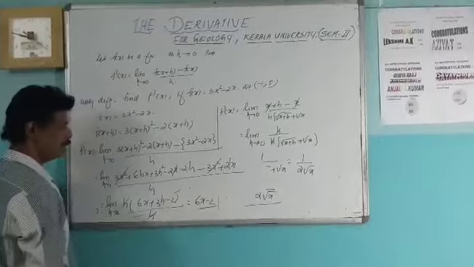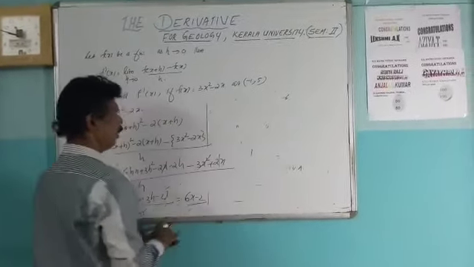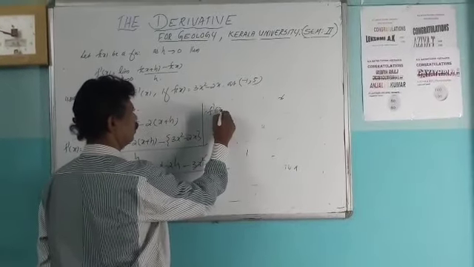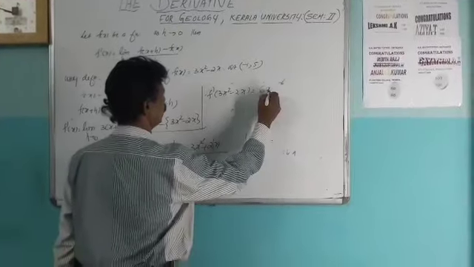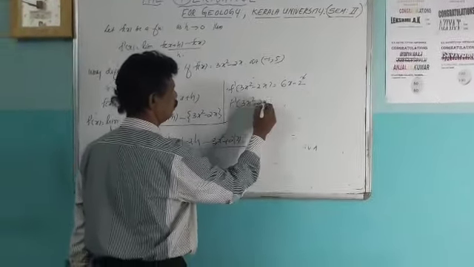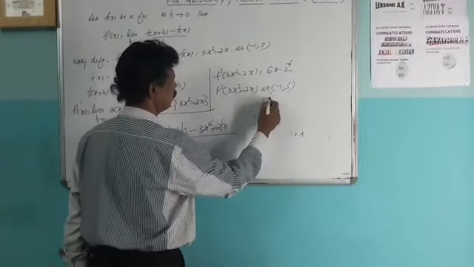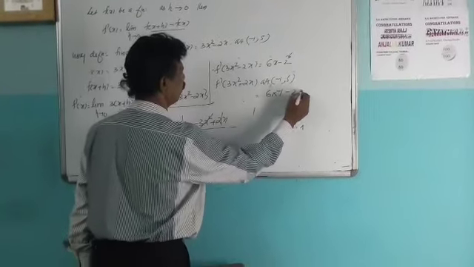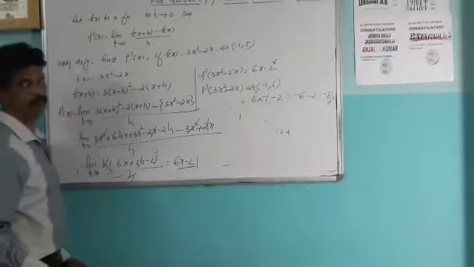That is f'(x), the derivative of 3x² − 2x, equal to 6x − 2. Then f' at x = −1: put x equal to −1, 6 into −1 minus 2, that is −6 − 2, equal to −8. That is the answer.